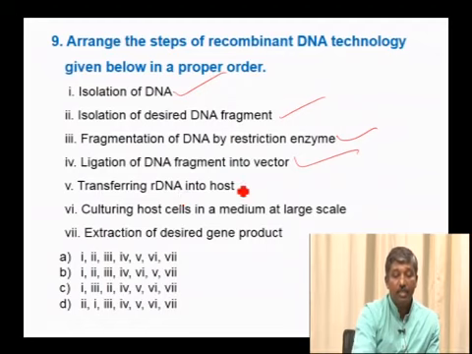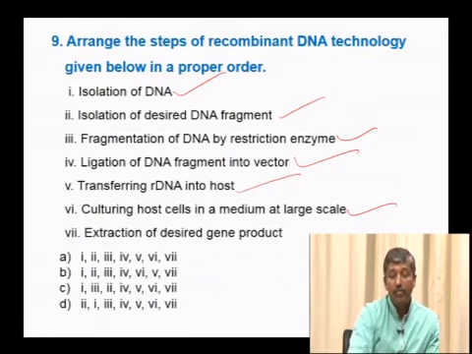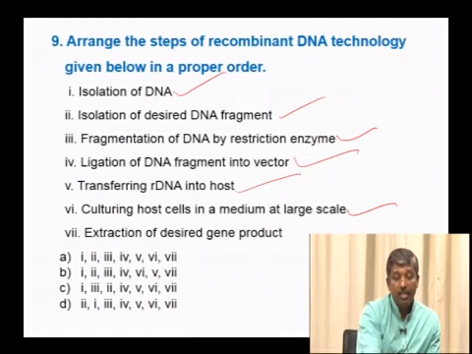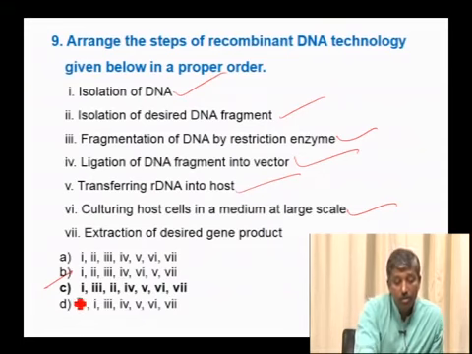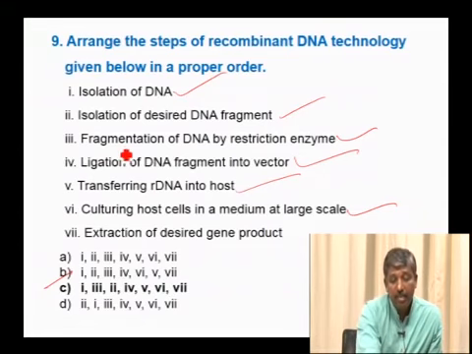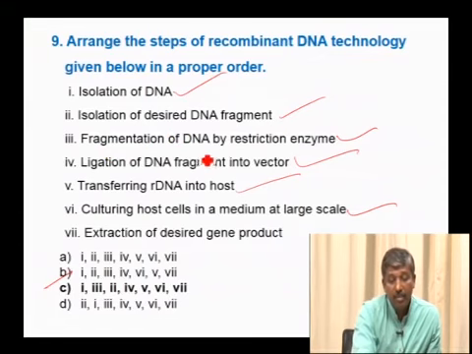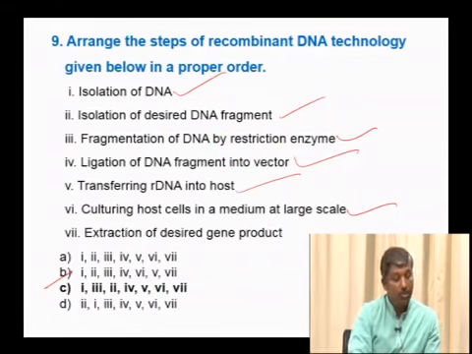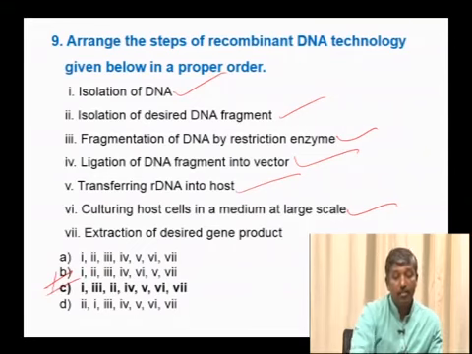Transferring this recombinant DNA into the host, that is transformation, either direct or vector mediated. Culturing host cells in a medium at a large scale, and extraction of the desired gene product. So all these steps are correctly arranged in their order, hence it should be the same order 1, 2, 3, 4, hence the option is C. So isolation of DNA, isolation of desired DNA fragment, fragmentation of the DNA by restriction enzyme. So 1, 3, 2, 4, this is the right option, not the B.